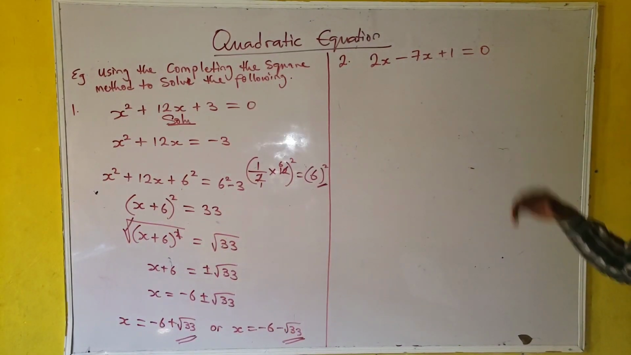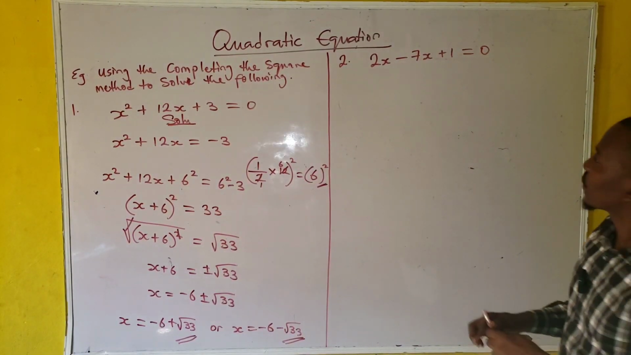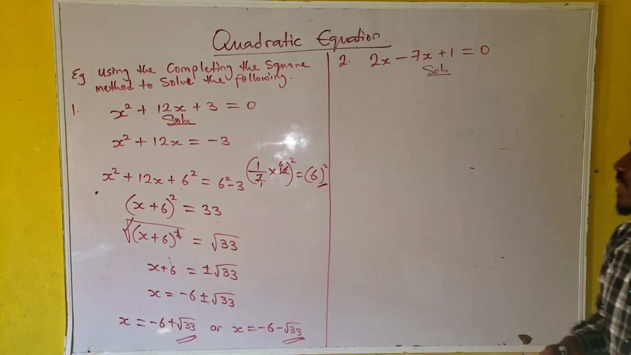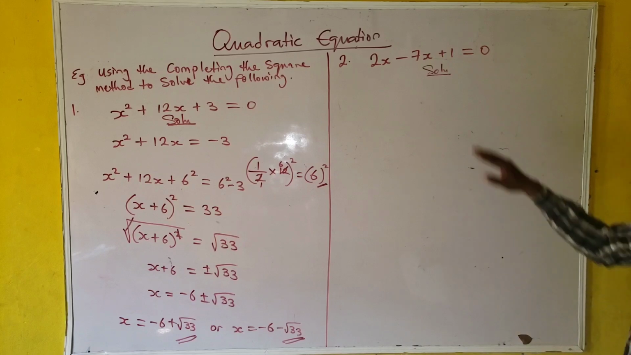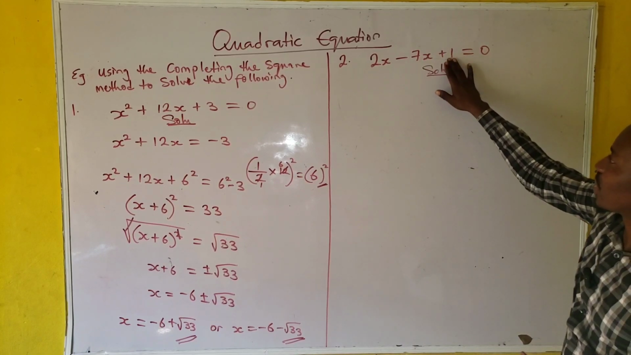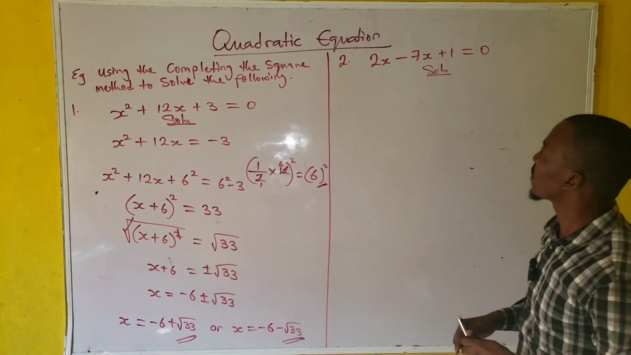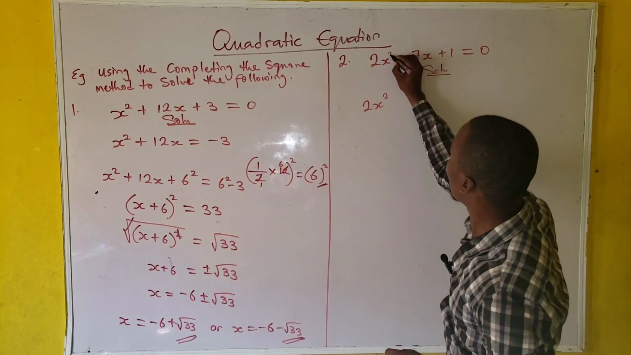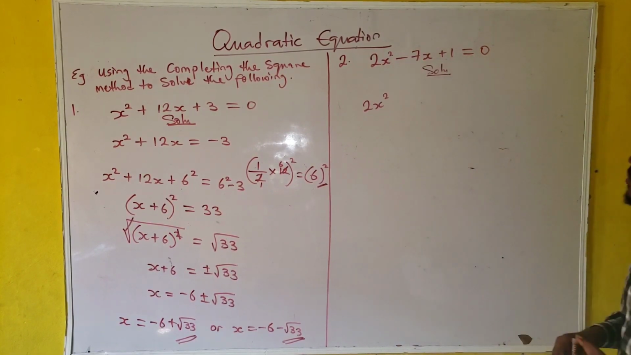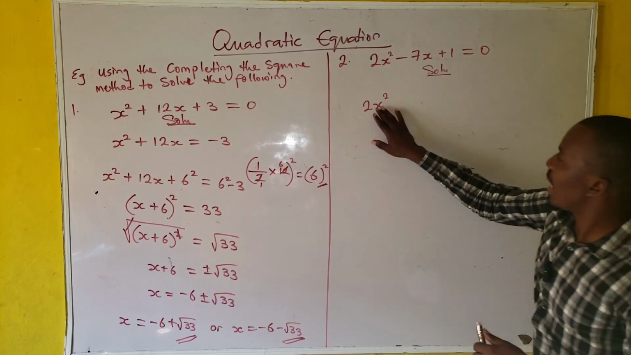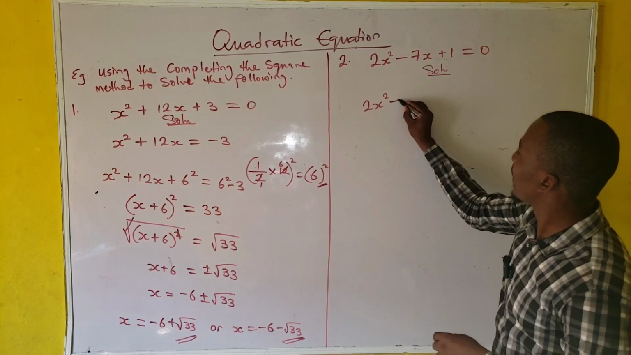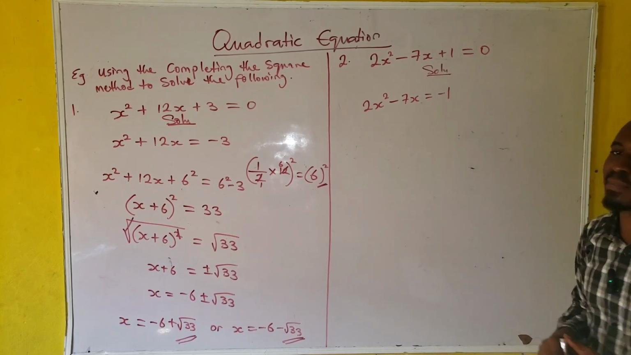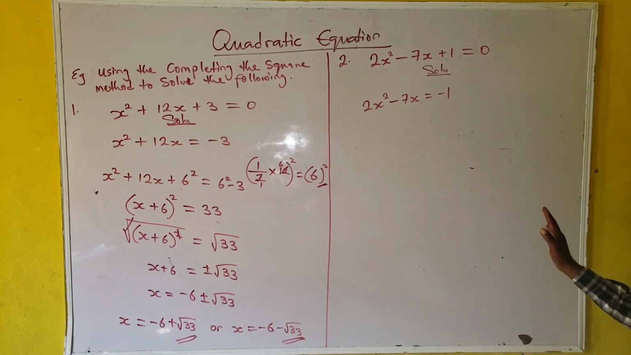Okay, so the first step, solution. Write your solution first, of course, very important. So the first step is to transfer your constants. Okay, so let us do that. So you have 2x squared. Oh, I omitted my x squared, so let me put that back. 2x squared minus 7x equals to minus 1. I have done the first step.